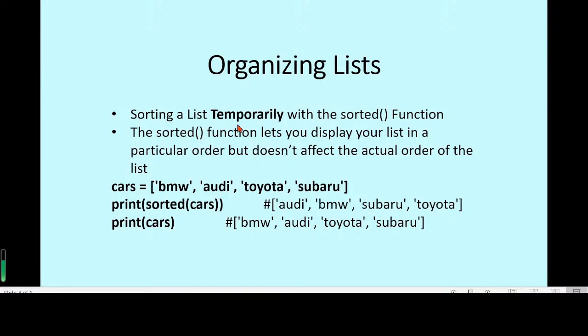Sorting a list temporarily with the sorted function. The sorted function lets you display your list in a particular order but doesn't affect the actual order of the list. So this is a list of 4 cars. You can use sorted cars, so it will show the list in sorted order, but if you print cars again, the order has not been sorted. It has the original order.